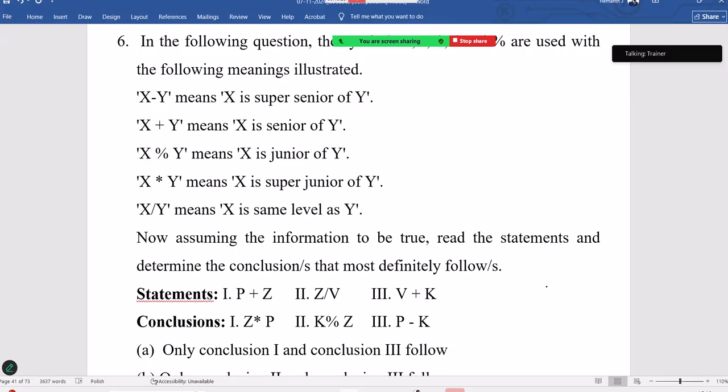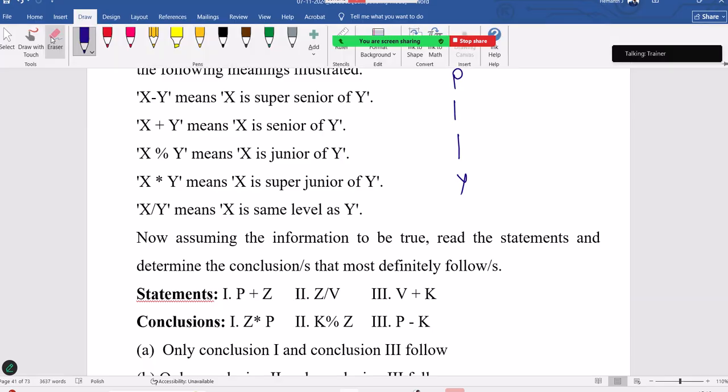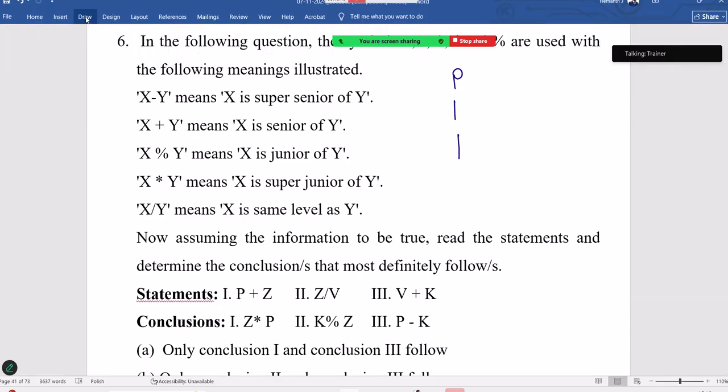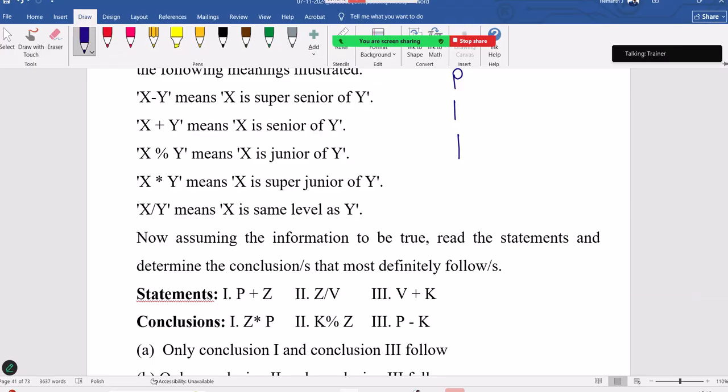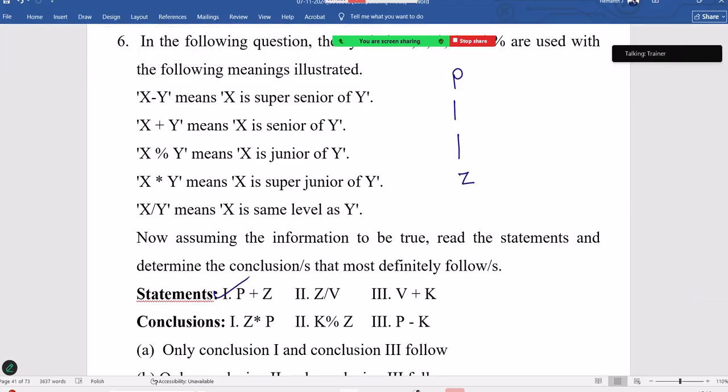First, decode it. P is super senior of Y. Super senior means two levels, right? Senior means one level above. P is super senior of Z, not Y, right? P plus Z means P is super senior of Z. Z is same level as V. V plus K, V is senior of K, only one level. This is what the diagram looks like.